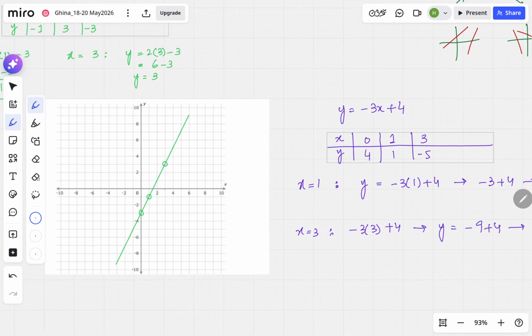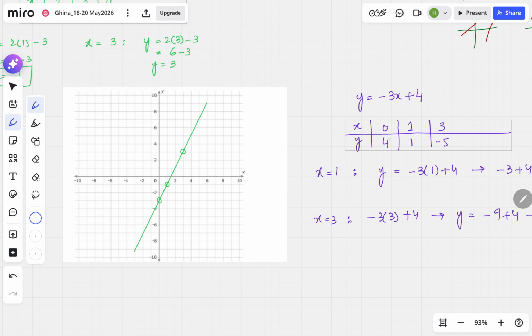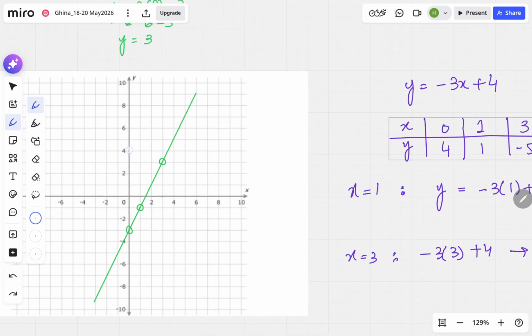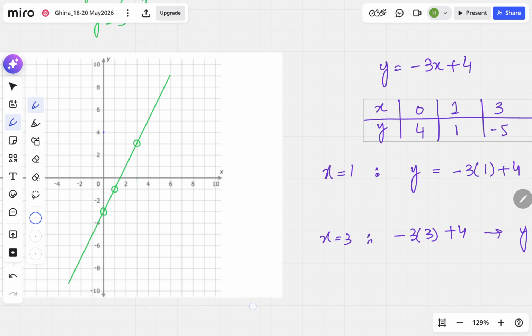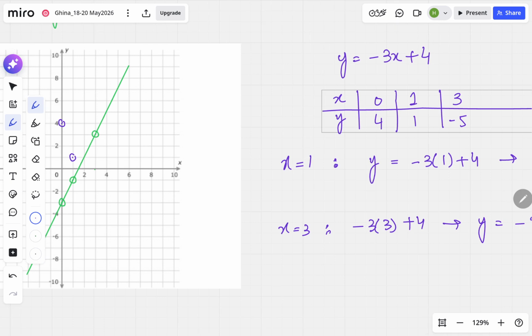Let's plot these points on the graph. x is 0, y is 4, so it will be somewhere here. Actually it should be here. Okay, 1 and 1. For x equals 1, y equals 1, so it should be here. Yes, here. And 3 and minus 5. x equals 3 and y equals minus 5. So it's here.